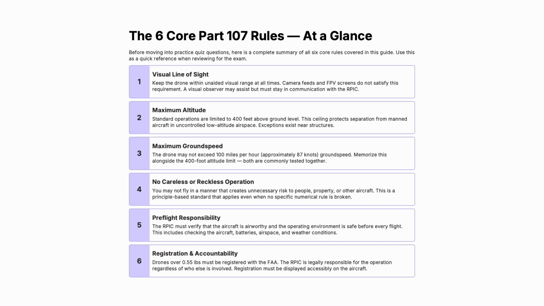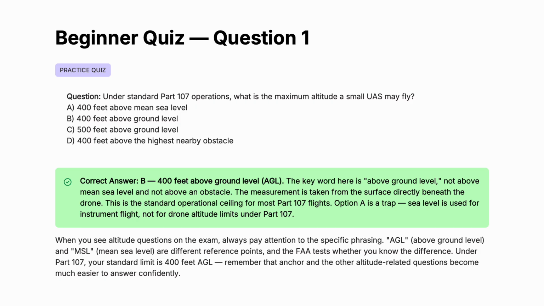And 6. Registration and accountability. Drones over 0.55 pounds must be registered with the FAA. The registration number must be visibly displayed, and the remote pilot in command is legally responsible regardless of who else is involved. Keep this slide bookmarked. It's your cheat sheet going into the quiz.